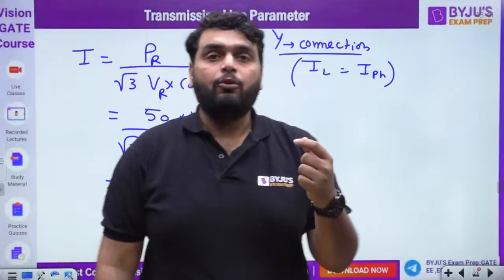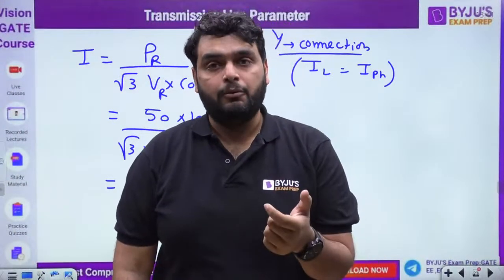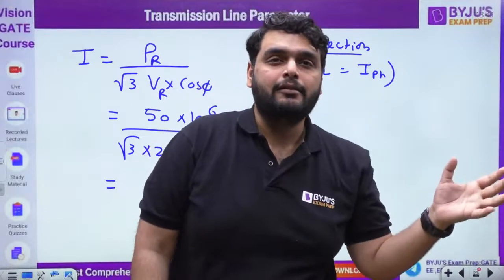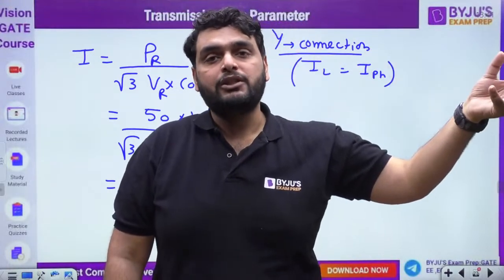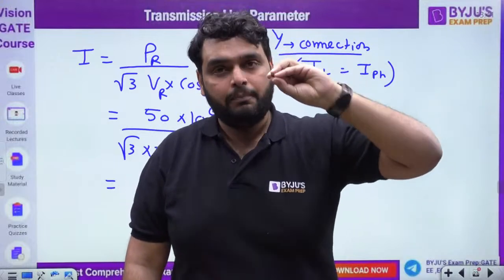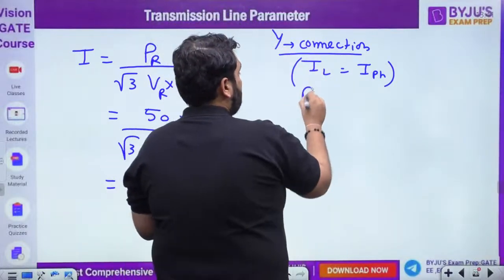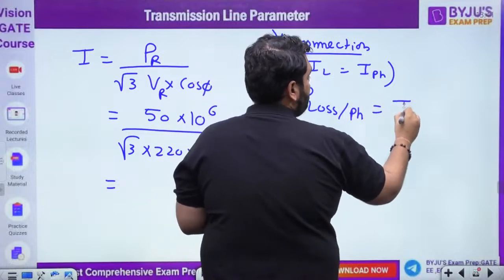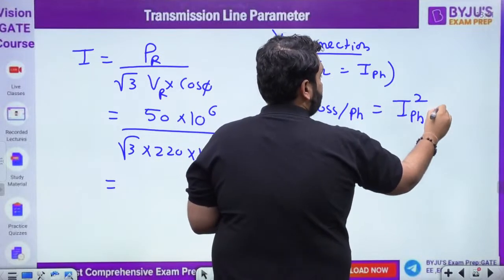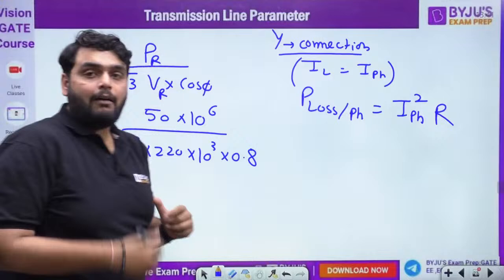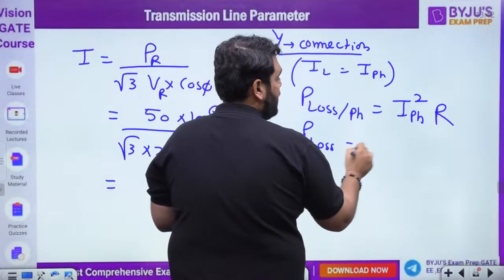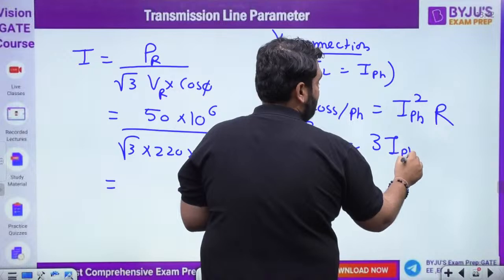दूसरी बात, जो आपको रेसिस्टेंस होता है वो हमेशा पर फेस में होता है. कभी भी लाइन रेसिस्टेंस या लाइन इंपीडेंस नाम की चीज नहीं होती है. तो अगर रेसिस्टेंस पर फेस में है तो आप जो लॉस निकालोगे पर फेस का, वो क्या होगा? फेस करंट स्क्वायर मल्टीप्लाई बाय आर होगा. अब अगर आपको 3 फेज का लॉस निकालना है, मतलब आपका टोटल लॉस निकालना है, तो आप इसको 3 से मल्टीप्लाई कर दोगे.